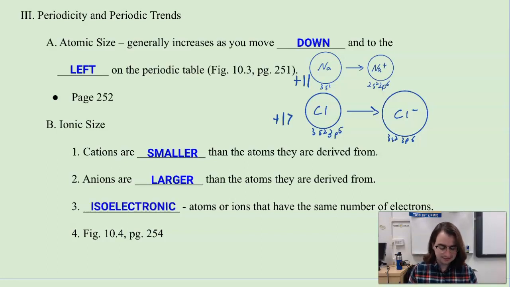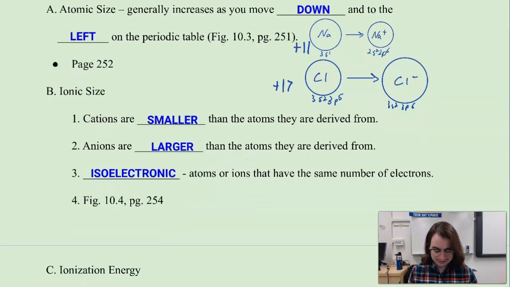Now understand that anything that has the same number of electrons is isoelectronic. So if we're talking about size, comparing things that are isoelectronic, let's say that we're looking at sodium again, Na+, which has an electron configuration of 2s2, 2p6.